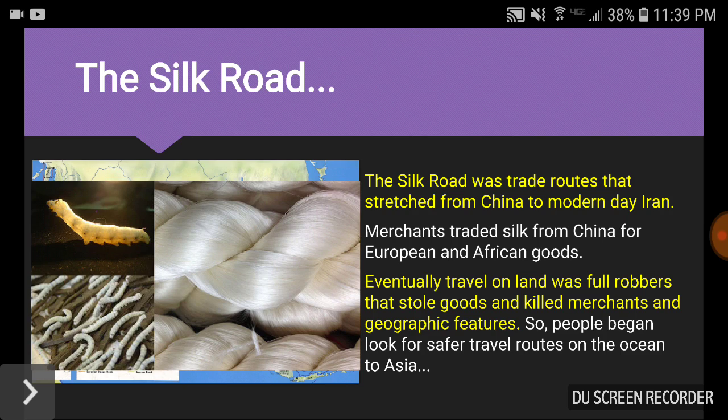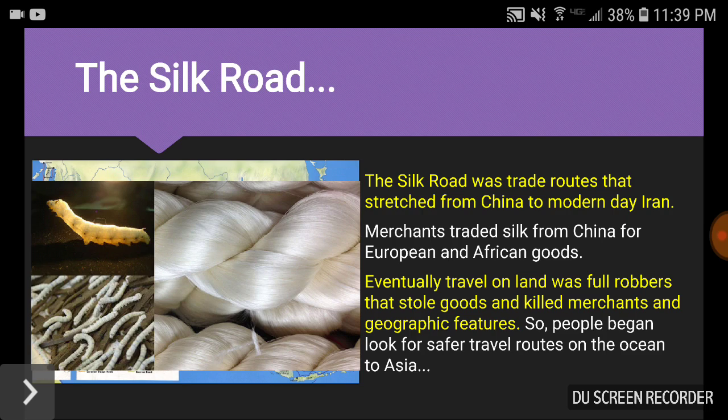And so what merchants did is they would trade this expensive silk along these different routes for different European and African goods. So if you think about the Silk Road, think of it almost like Amazon. You have merchants trading different goods across the entire world. You have people traveling by ship to take these goods to different places. You have people traveling by land to take these goods to different places. It's essentially like the first Amazon, except they only sent goods to Europe, Africa, and Asia. So think of it that way.